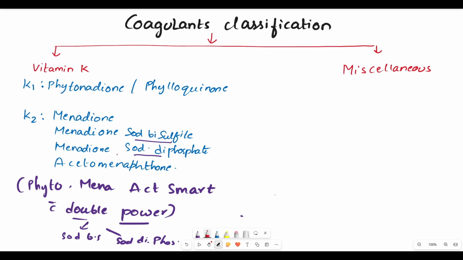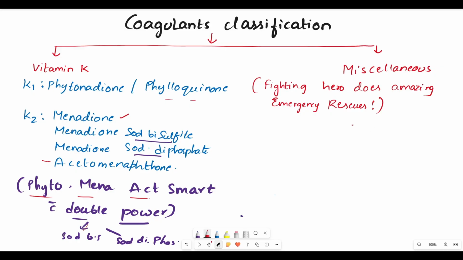Clear? So coming to the coagulants classification, the first class is vitamin K. So to remember the drugs under this, just remember one trick, that is phytomina act smart with double power. So consider this double power as one is sodium bisulfate and the other one is sodium diphosphate. Now here phyto, the P means it is vitamin K1, which is phytonadione, which is also called phylloquinone. And the second one is Mina, so that is vitamin K2. There you'll be having menadione. And the other one is ACT with acetaminophen with double power. So one is menadione sodium bisulfate, menadione sodium diphosphate.